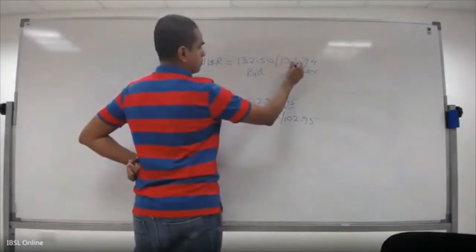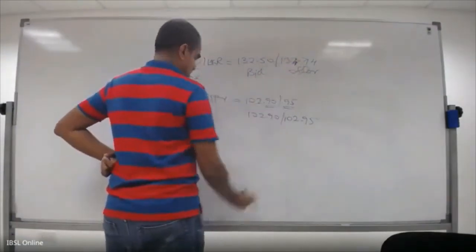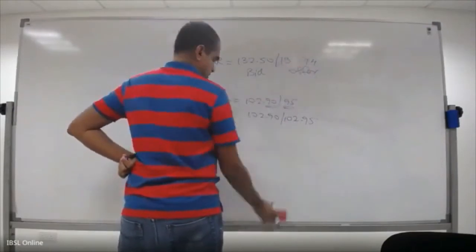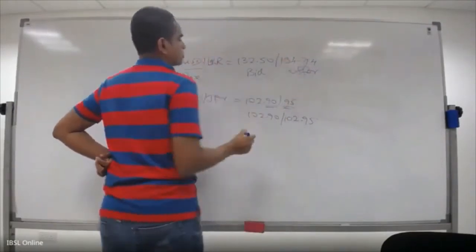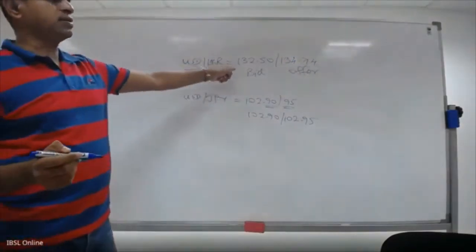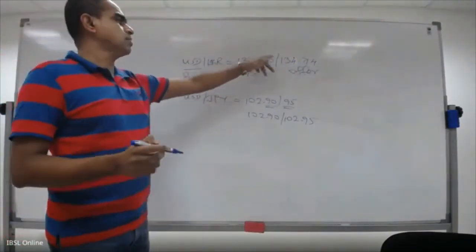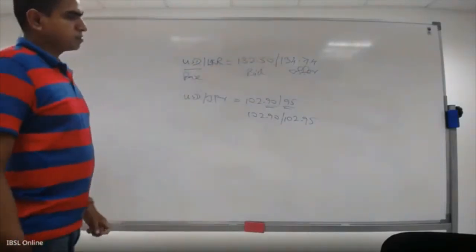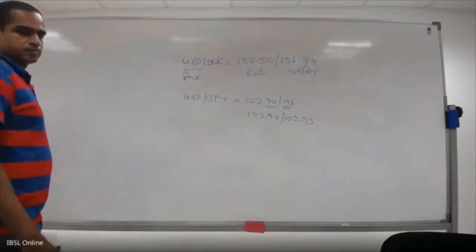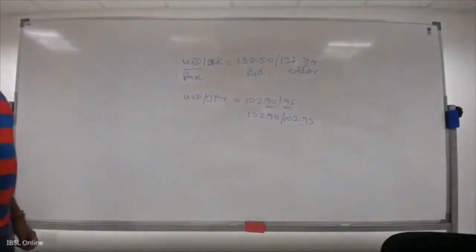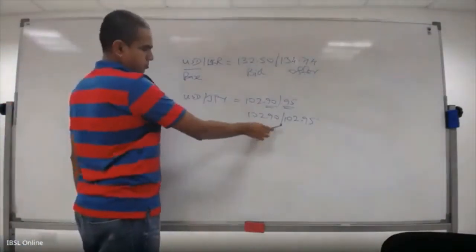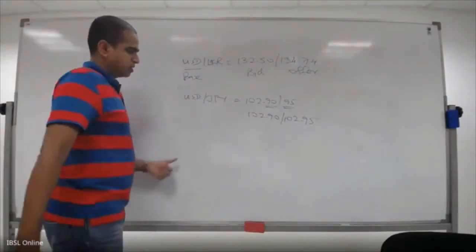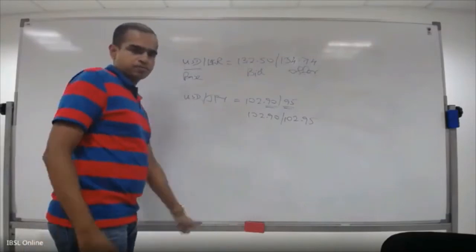So here it's 134.74. Here it is difficult to give the pips only because the big figure is different, isn't it? It's 132, 134. Okay, it's possible. Right. So the exchange rate is more than 1. Therefore, the base currency is strong, which means the dollar is strong. And this is the price of $1 in terms of yen.